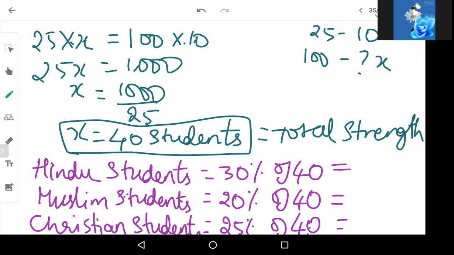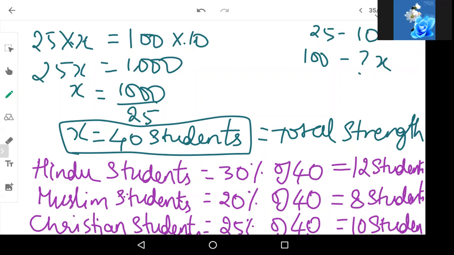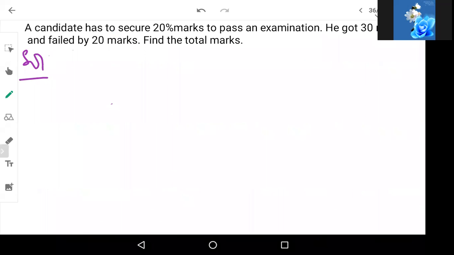Now 30% of 40 will be 12 students. 20% of 40 will be 8 students. 25% of 40 will be 10 students. Okay, this is going to be the final answer. So these are the number of students that we have. We found the total strength and the students belonging to the different religions. Is it clear? Did you all understand?